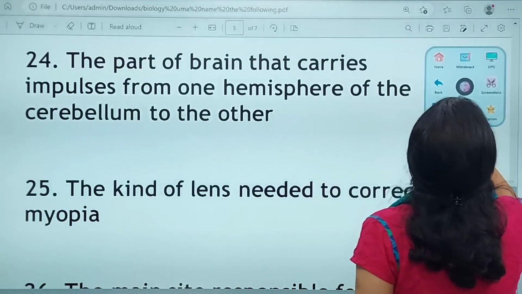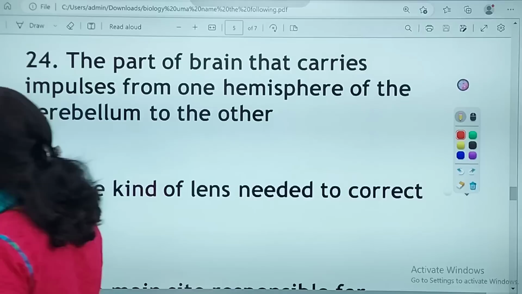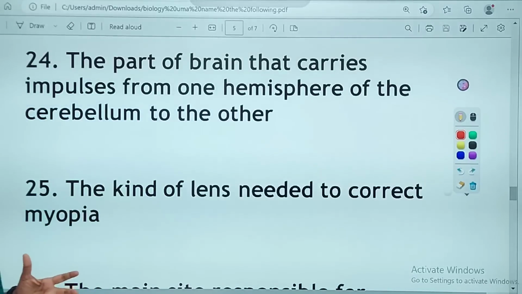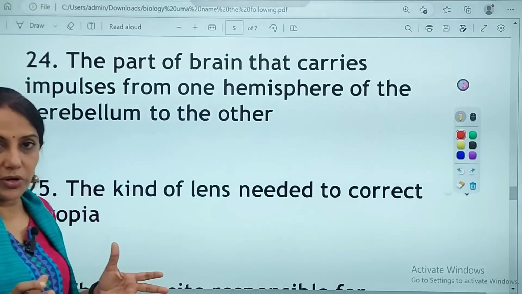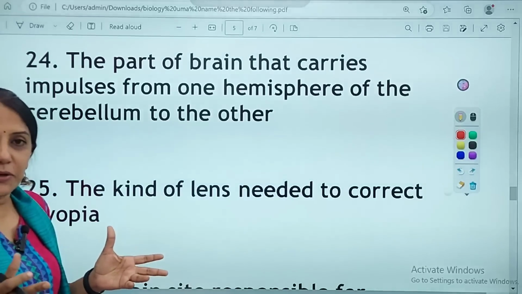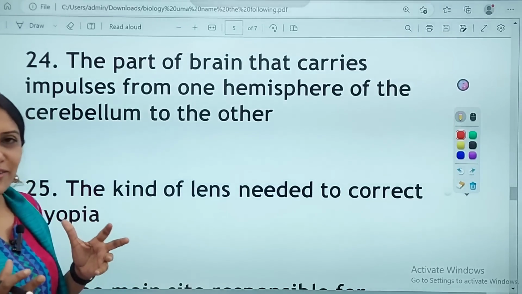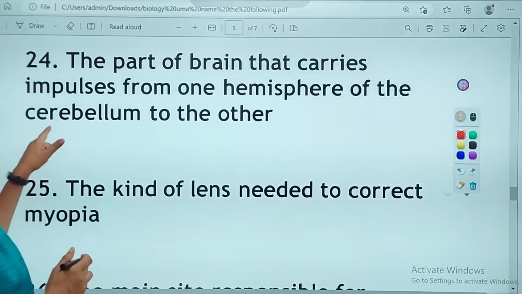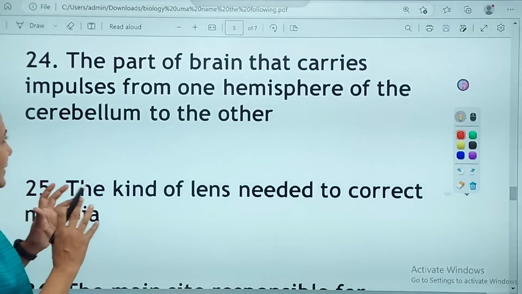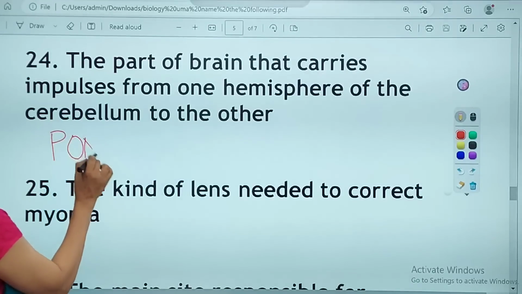Okay. Think about it. So cerebellum we are talking about. Cerebellum is that part of the brain which is responsible for muscular coordination, for balance. In the last video, I told you about how people who have a drink too many are walking without much balance. So that is the part which is cerebellum.